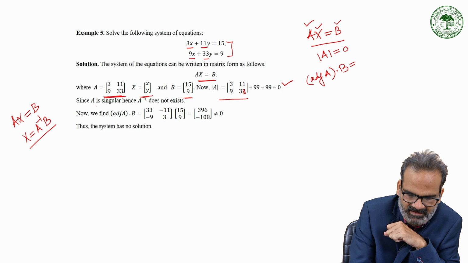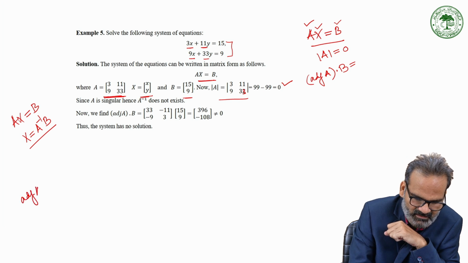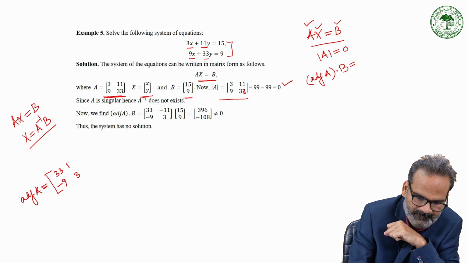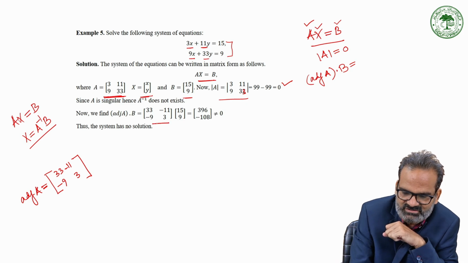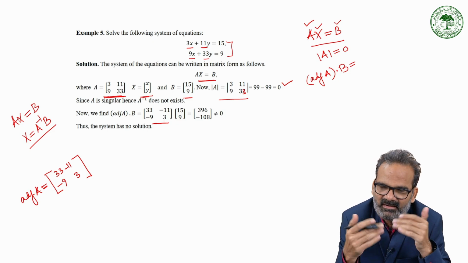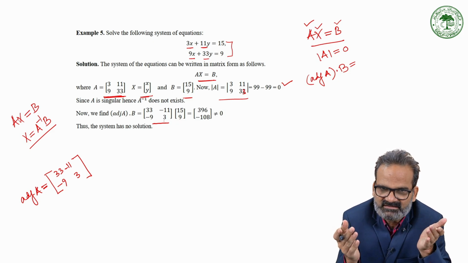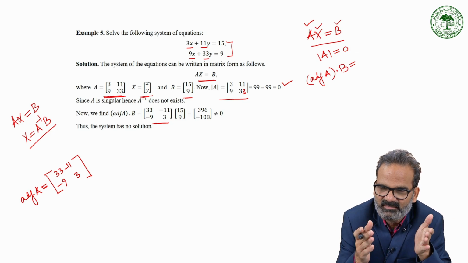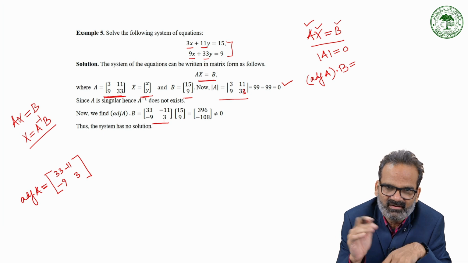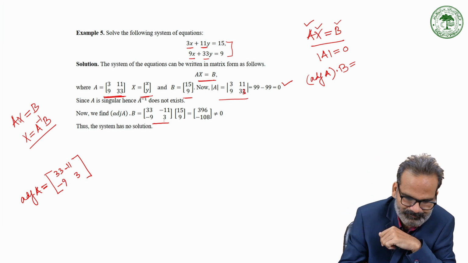This is the matrix A. You know how we calculate the adjoint of A by our shortcut method: the two diagonal elements should be flipped and the other two should be multiplied by minus. This is the adjoint of the matrix A. You can also calculate the adjoint by the formal method, that is, calculate the cofactors of all four elements, write down the matrix of cofactors, and finally take its transpose.